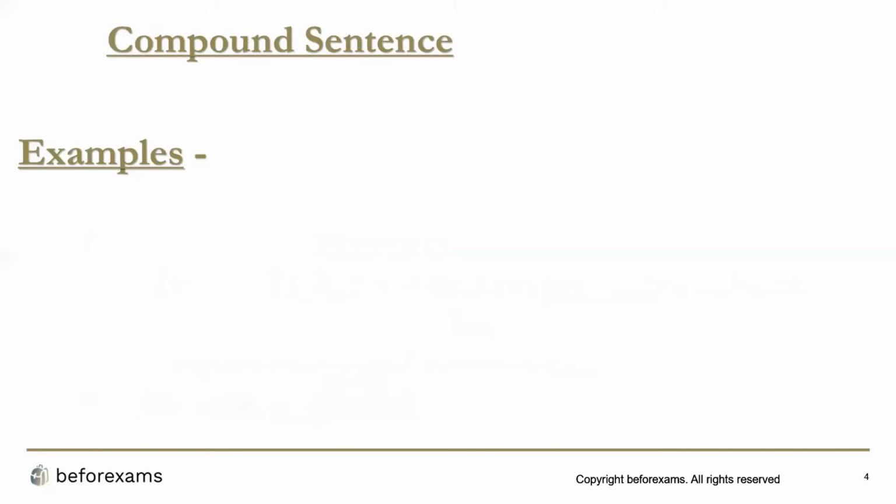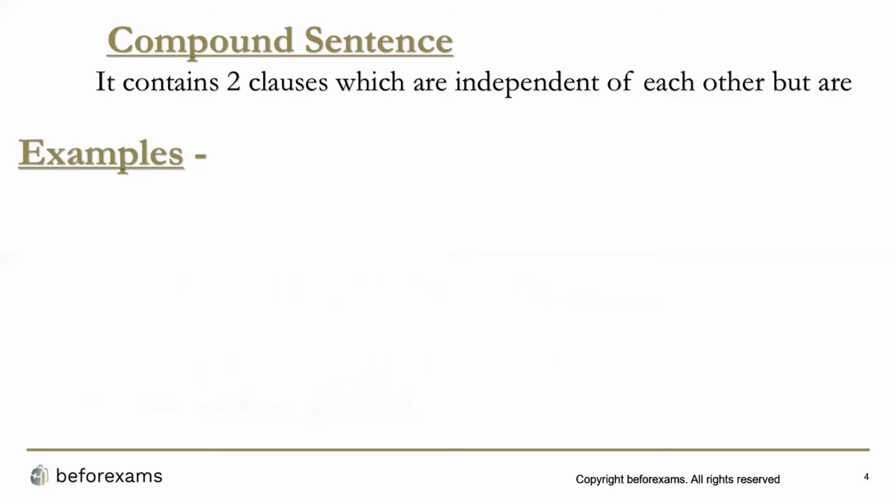Now comes the compound sentence. Let's look at what compound sentences are, and then we'll be looking at some of the examples. Now, a compound sentence is a sentence which contains two clauses, and these clauses are independent of each other and they are joined by a connector.